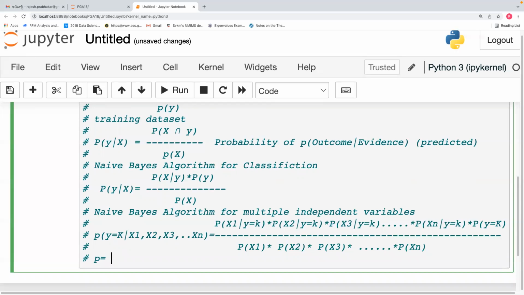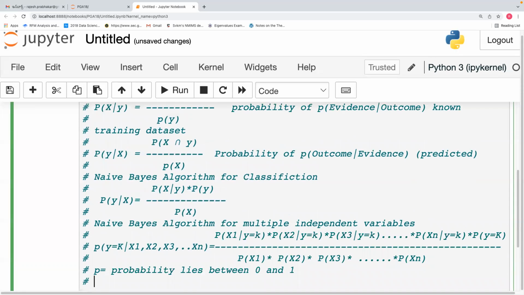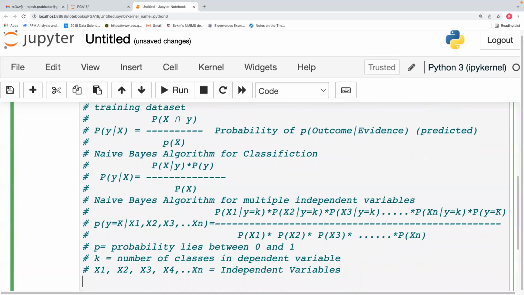Here, P represents probability, and probability lies between 0 and 1. K is the number of classes in the dependent variable. X1, X2, X3, X4 till Xn, we call them independent variables.